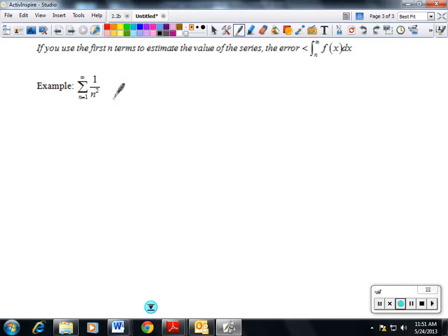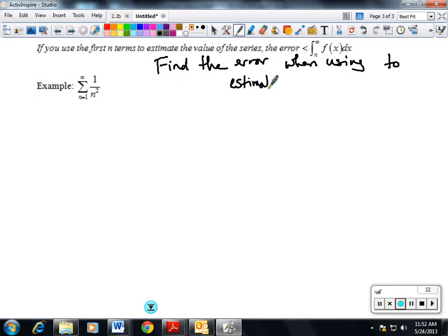I feel like this didn't give us enough information. I think there needs to be more to this question. Let's just kind of make it up. Find the error when using the series to estimate the first 4 terms.